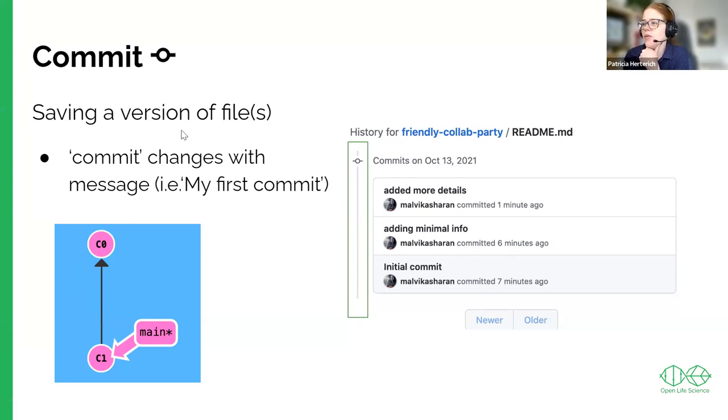So committing is basically saving a version of your files. And GitHub also lets you add a commit message, which basically lets you add a little description of what you've changed in comparison to previous versions. So your commit history is basically a bit of a change log that lets you understand how your project or your repository has changed over time, without necessarily having to open all the files to see exactly the difference.